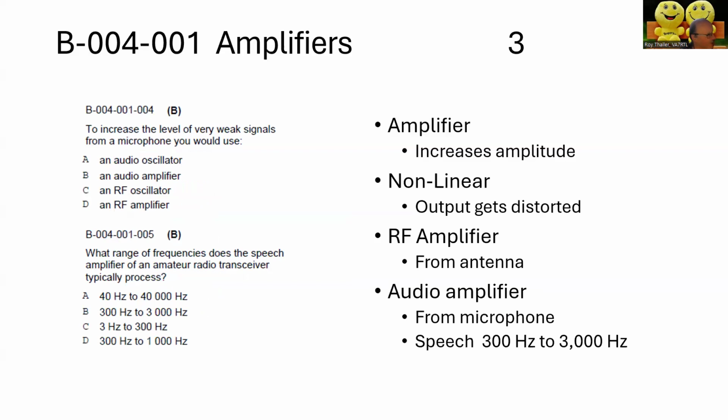To increase the level of very weak signals from a microphone, you would use... So in this case, you have a microphone. So the correct answer here would be an audio amplifier. What range of frequencies does the speech amplifier of an amateur radio transceiver typically process? So this would be B, 300 hertz to 3000 hertz or 3 kilohertz. That's what's considered speech.